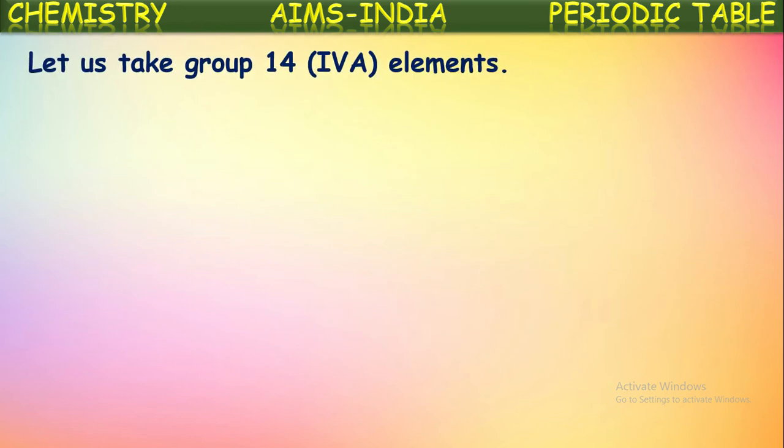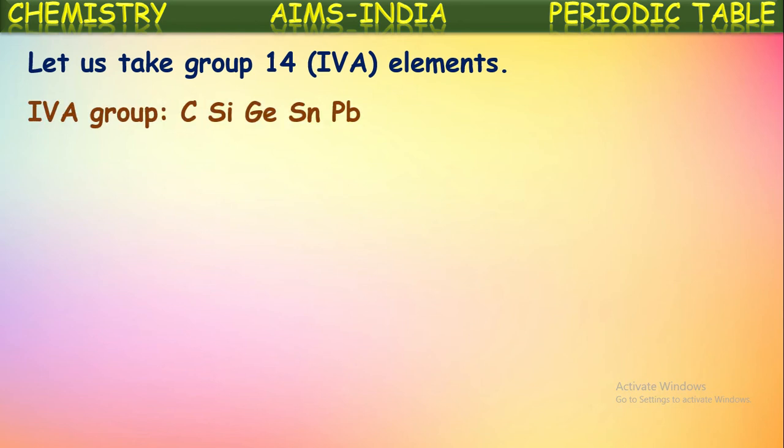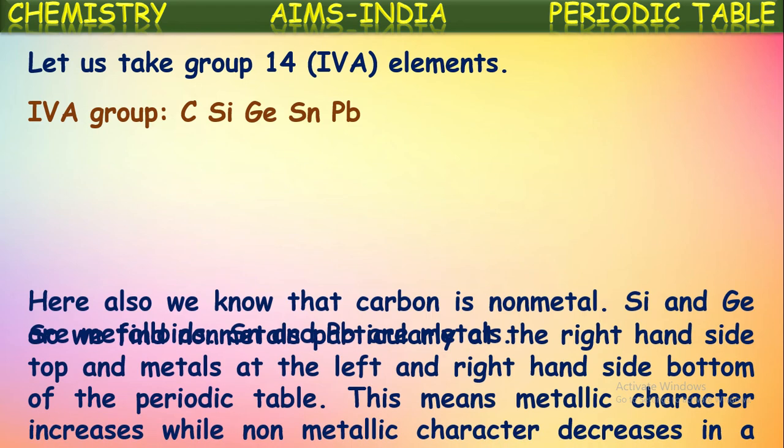Next, let us consider one more group, that is the 14th group or 4A group, the carbon family you can say, that contains elements like carbon, silicon, germanium, tin and lead. Now we are going to see in this group how it is. Carbon, silicon, germanium, tin and lead. These are 4th group elements or the carbon family.